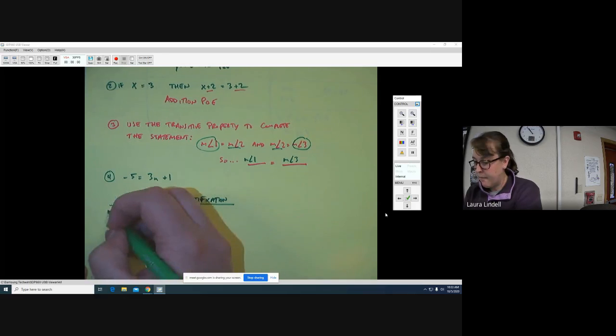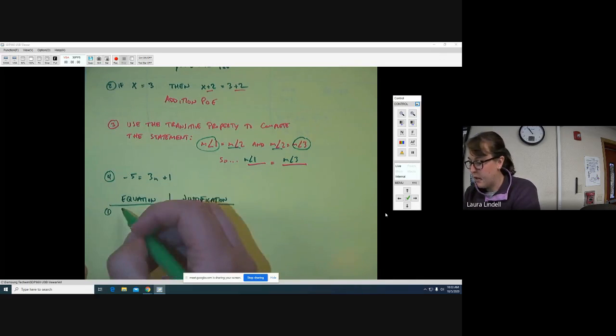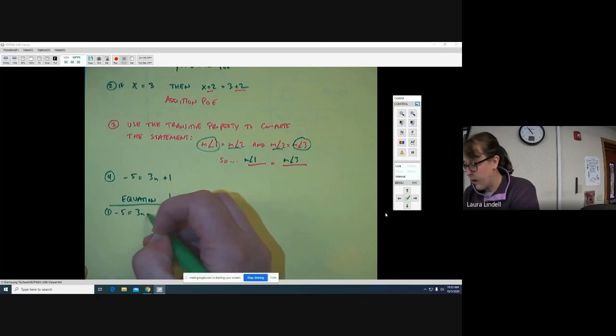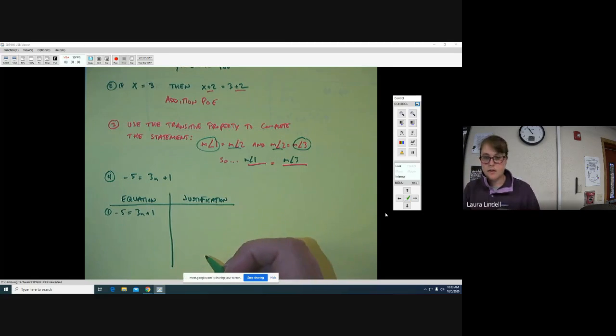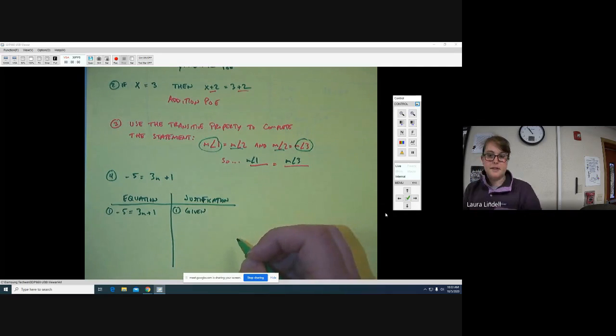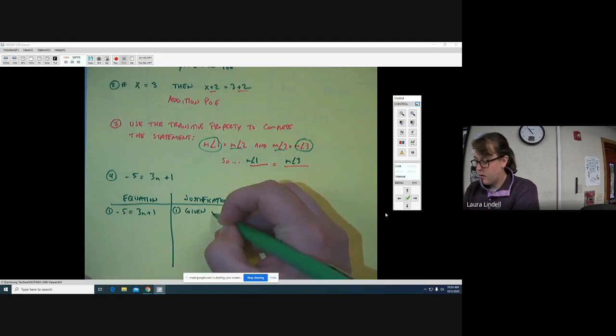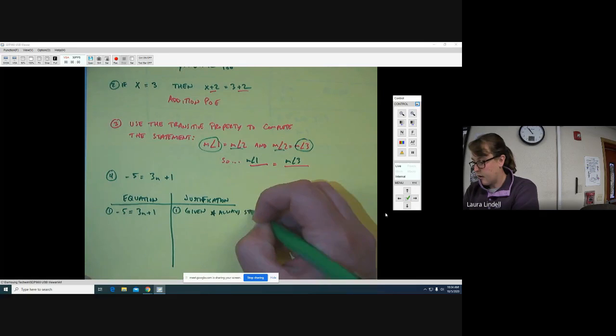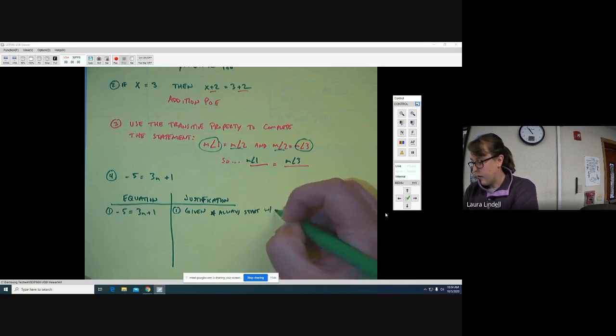And so your first step is always to put the equation out there that you're given. So -5 equals 3n plus 1. That's what we start with. And your first justification is always just the word given, because they gave you that equation. So just something to know, always start with given info.